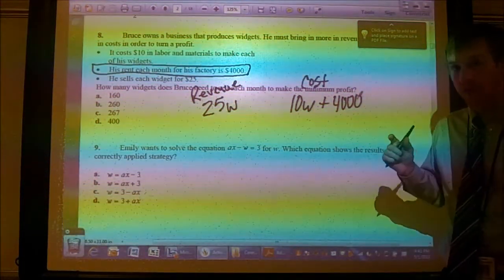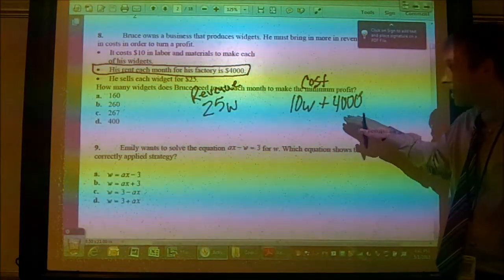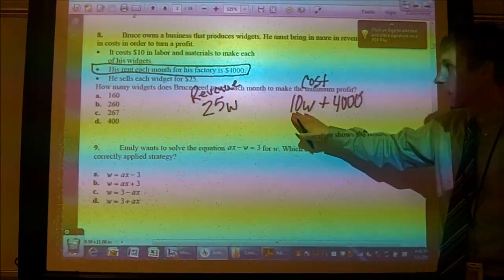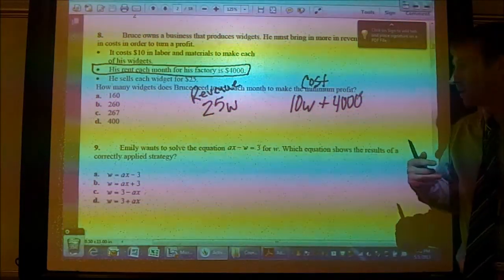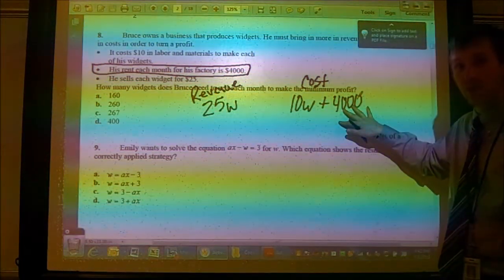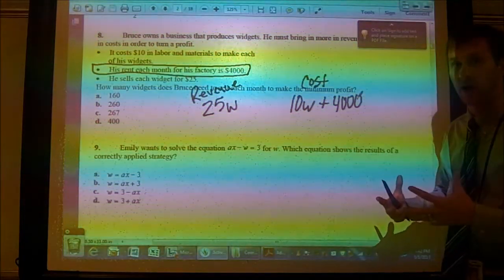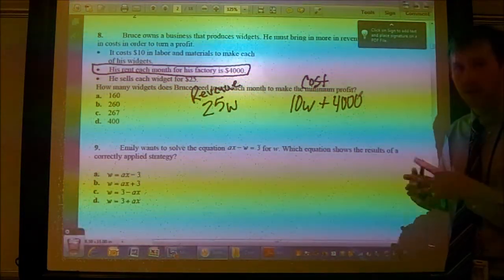Now you might think of that as, look at the equation here. 10 is our slope, our rate of change. That's how much we pay for every one more widget we make. The 4,000, that's your y-intercept. Remember, that's like your starting cost, right? At the beginning of every month, he's got to pay that $4,000.